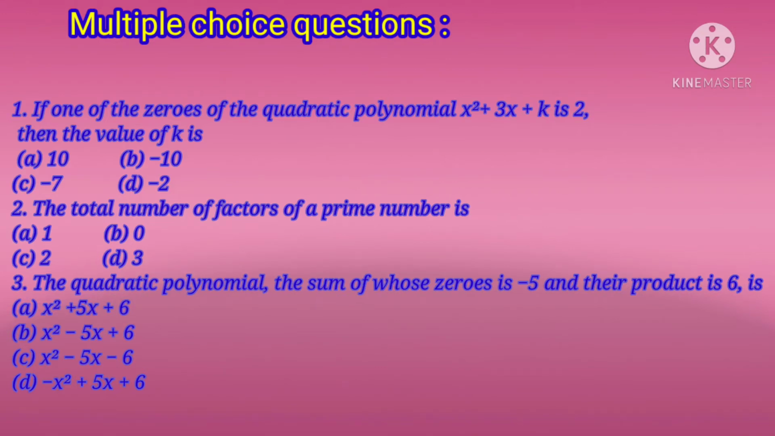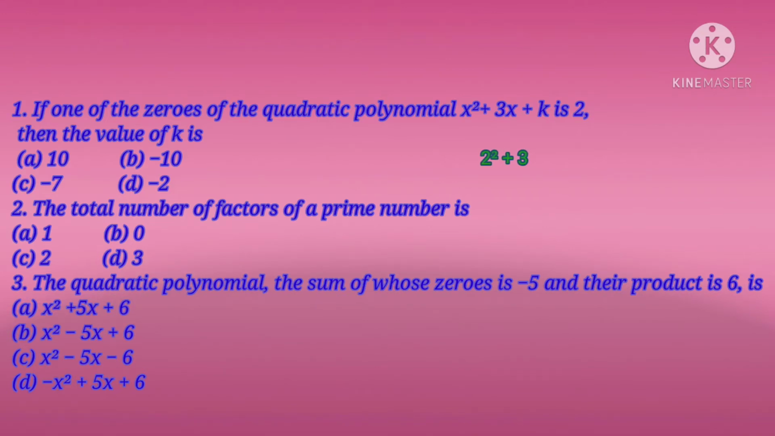Since 2 is the zero of this polynomial, we have to replace x by 2. So it is 2 square plus 3 into 2 plus k, that is 4 plus 6, that is 10. So k is equal to minus 10 is the right answer.